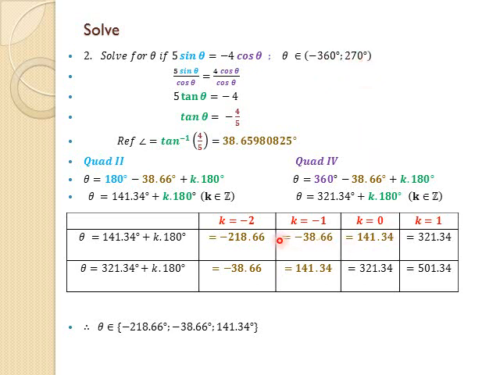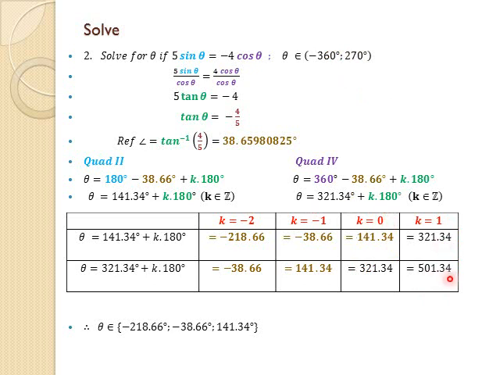Everything there that I've listed in gold, I assume you can see, falls in that interval from minus 360 to 270. If I look at the second one, if I put in negative 2, negative 360 plus that gives me negative 38. Negative 180 plus that would give me 141.34. Put 0, 321, which is bigger than 270. If I put 1, it even goes bigger to 501.